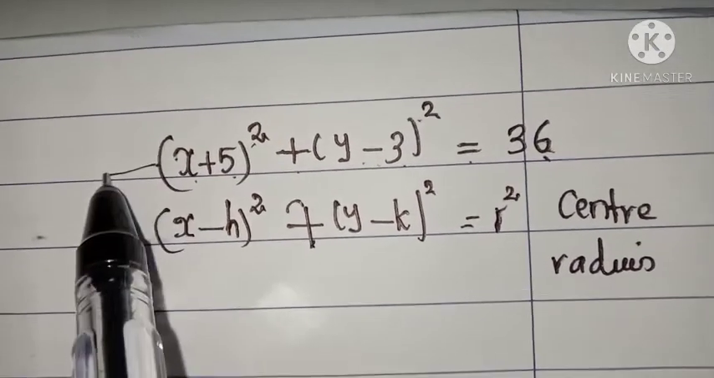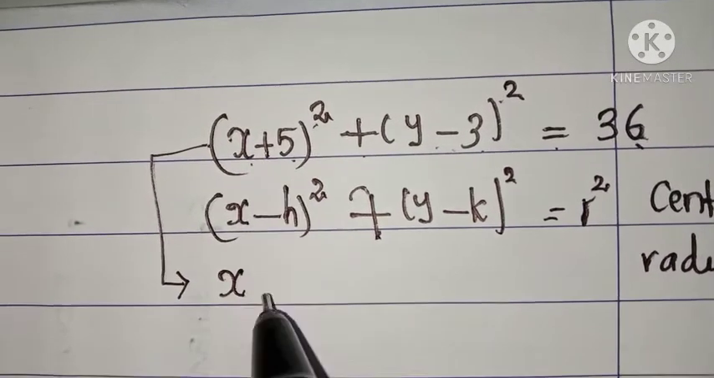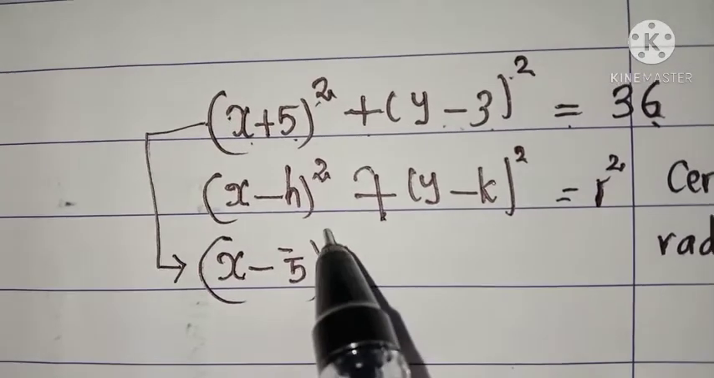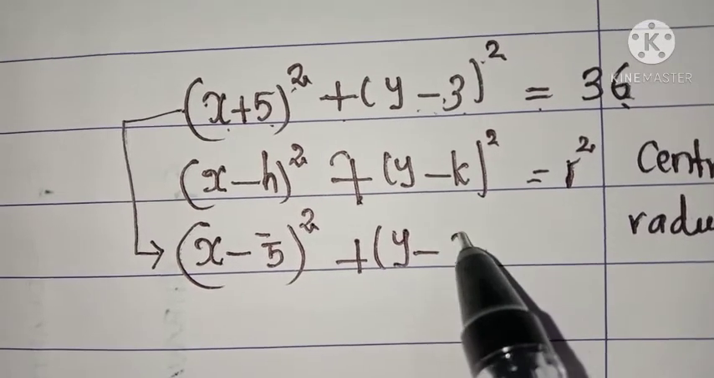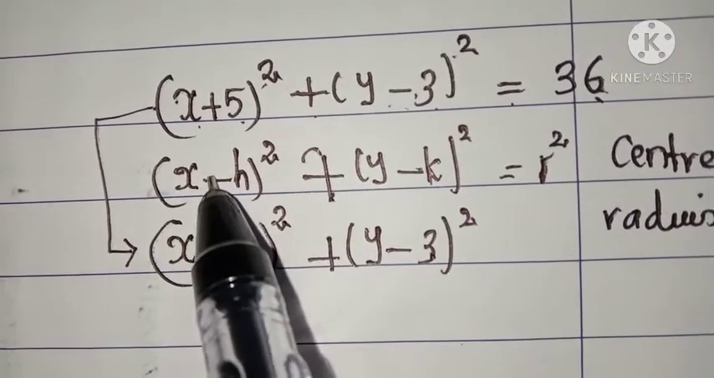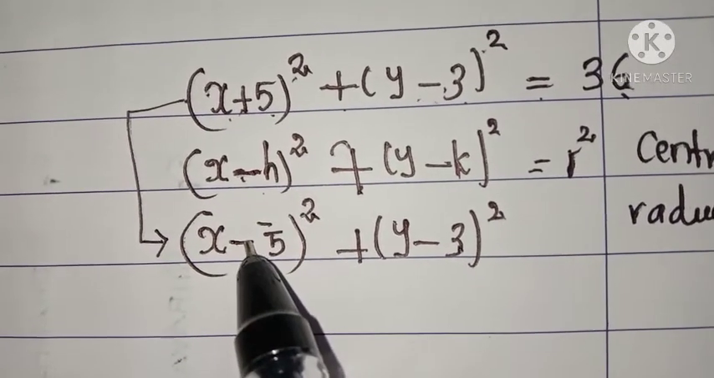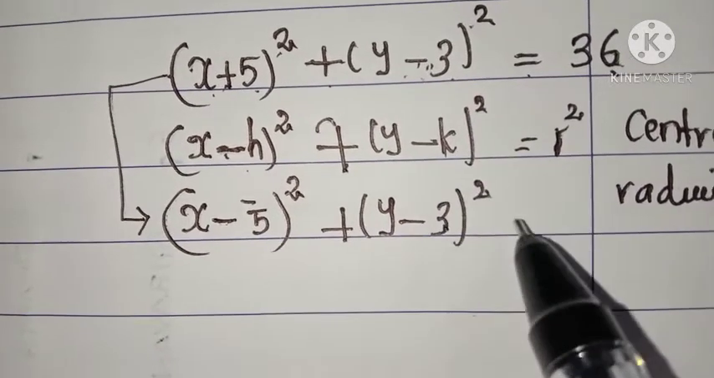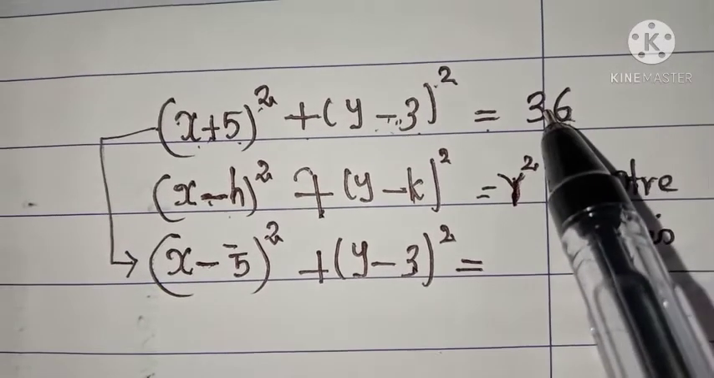Now rewrite the given equation as, listen, x plus 5 becomes x minus (minus 5), whole square, plus (y minus 3) whole square as such. Because our equation needs a negative sign, that's why we convert this plus sign into a minus sign. It is already a minus sign here, so there is no alteration. And this is equal to the r square form. Actually it is 36.